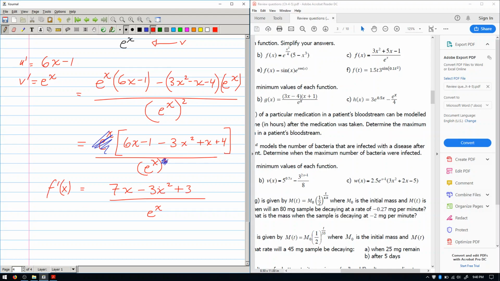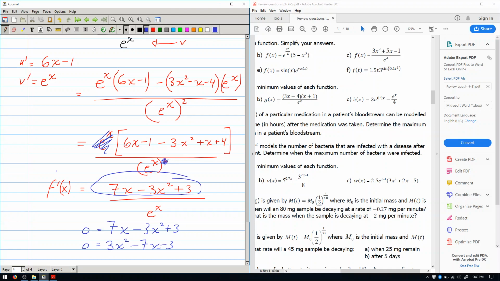If we want the maximum or minimum values, we have to set the derivative to 0. This is also a fraction, which means we have to make the numerator 0. 7x minus 3x squared plus 3 equals 0. And we have to solve this equation. We can rearrange it to say 3x squared minus 7x minus 3, and we would have to factor this expression. Two numbers that multiply to negative 9, but add to negative 7. Is that even possible? Not really, okay? So it's not really possible to solve.